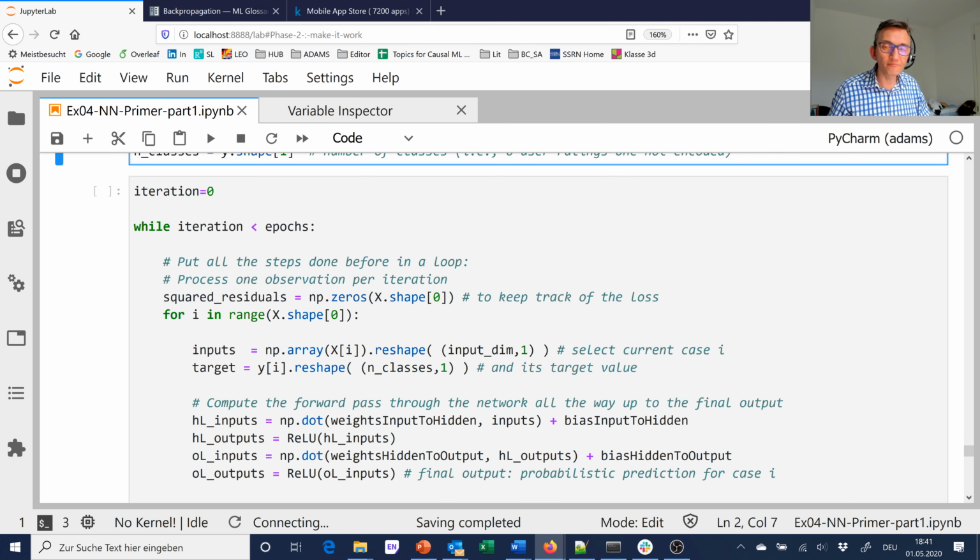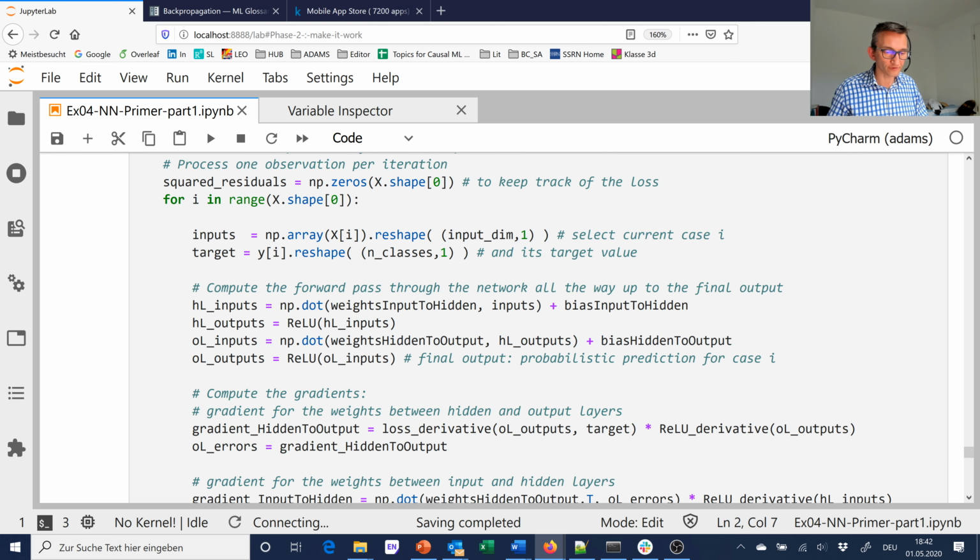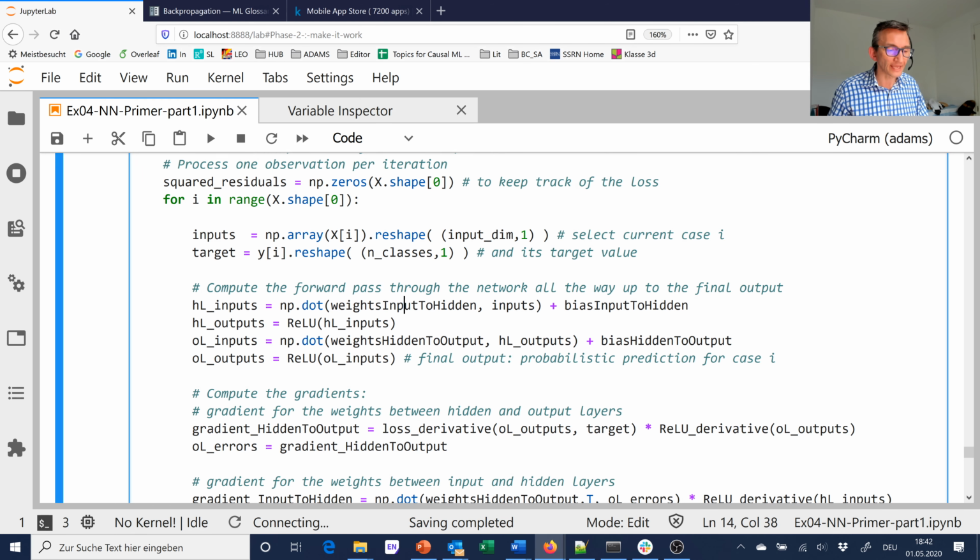And then this bit is mainly the same code as before, with some minor differences. You also see these variable names, bias, input to hidden, everything should ring a bell. And now I have it in the for loop. And yeah, that really is backpropagation.